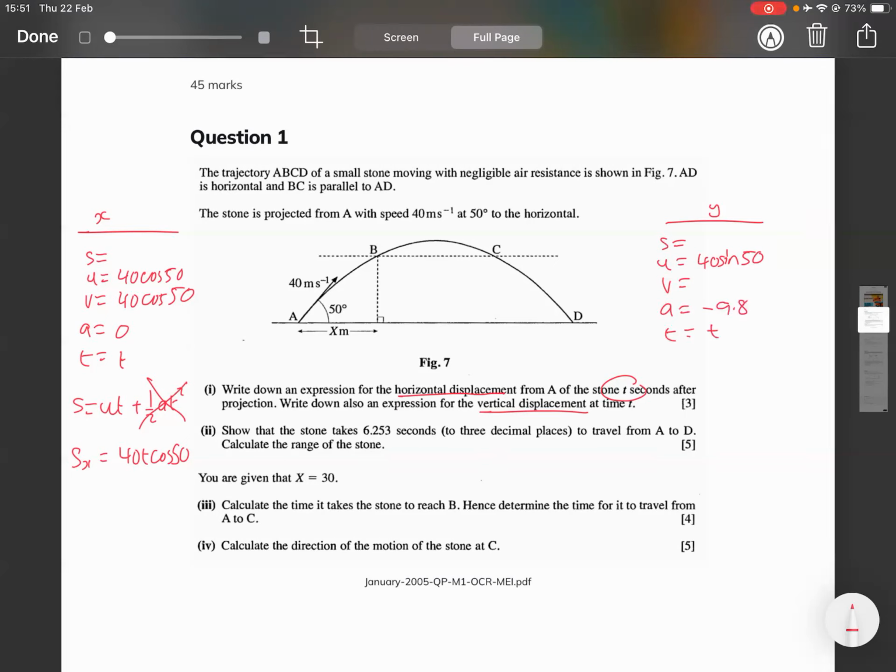So S equals UT plus a half AT squared. Whenever it's a displacement, you just generally use that equation. So S equals 40T sine 50 minus 4.9 T squared. That's using S equals UT plus half AT squared.